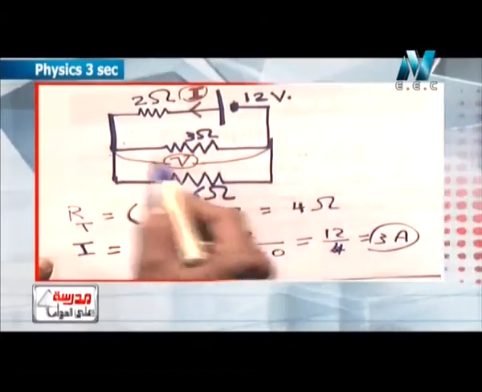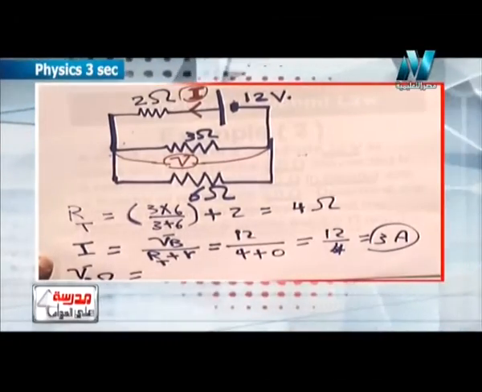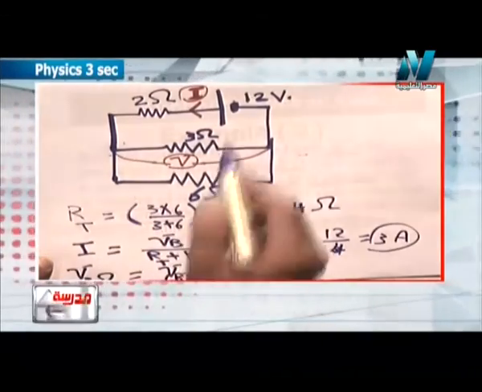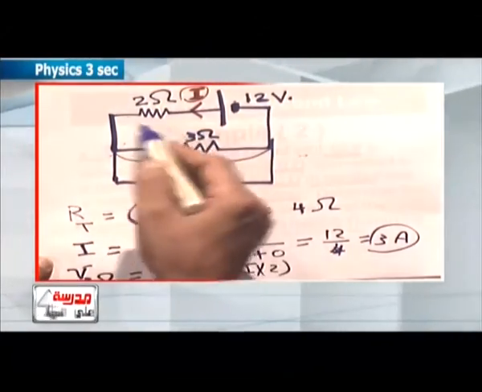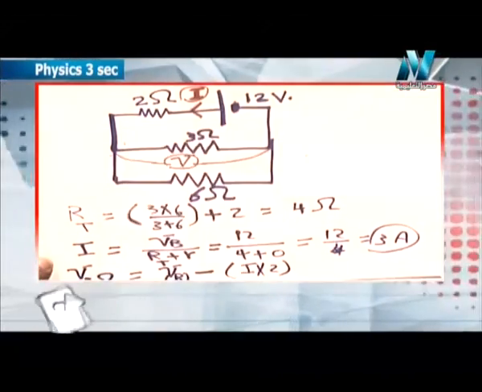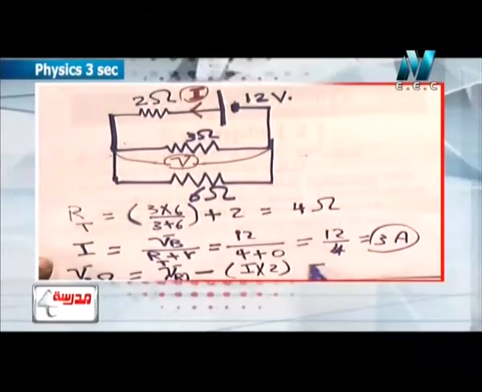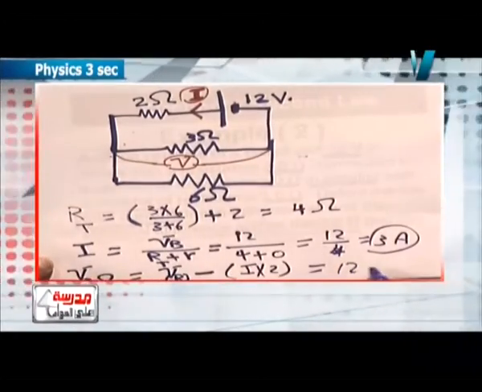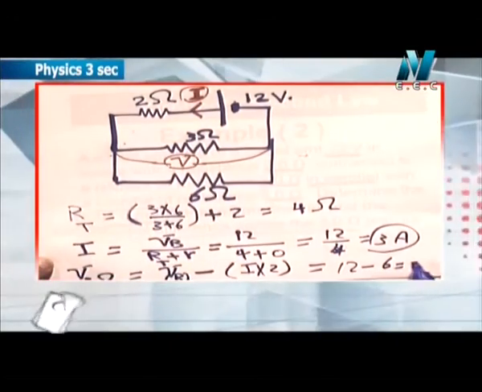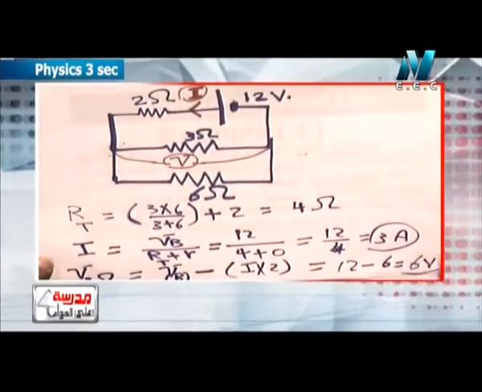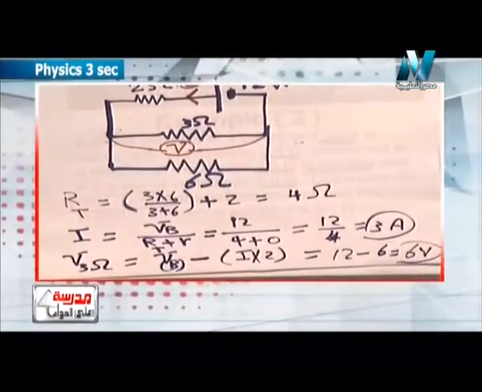How do we calculate the potential difference here? The potential difference across the 3 ohm resistance equals the electromotive force of the battery minus I times 2, the potential difference that is taken by the 2 ohm resistance, as we solved many times in the previous lessons. So the electromotive force equals 12 minus 3 times 2, which is 6. So 12 minus 6 equals 6 volts. We calculated that by using our previous lessons.